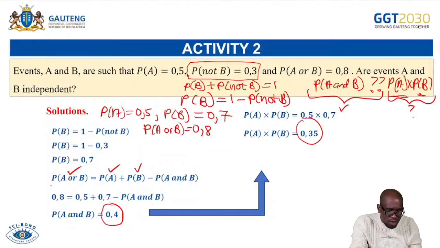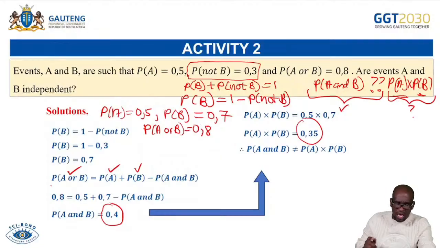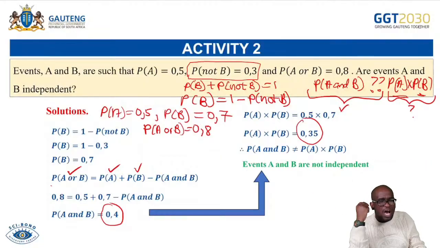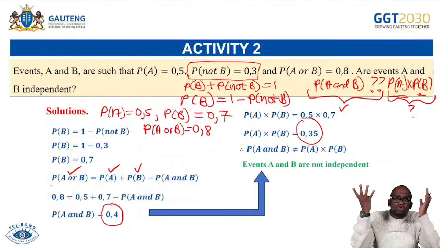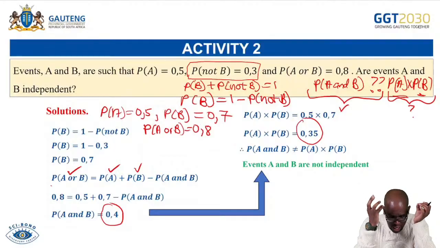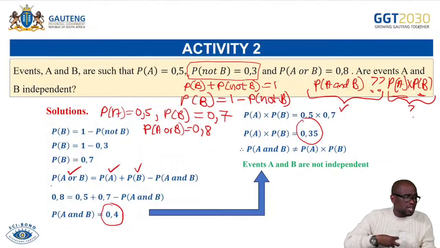All right, so now, because we've compared the two, we can see that the probability of A and B is not equal to the probability of A times the probability of B. As a result, the two events are not independent. All right, they are not independent. This is a skill you need to know, because usually in our contingency tables, that's what the contingency tables do.